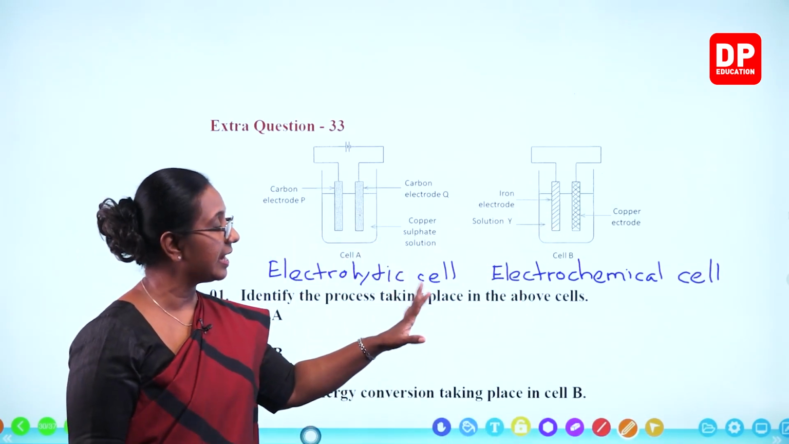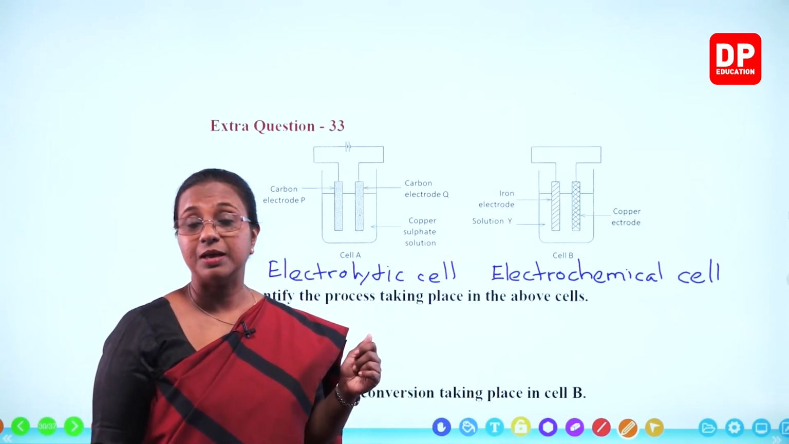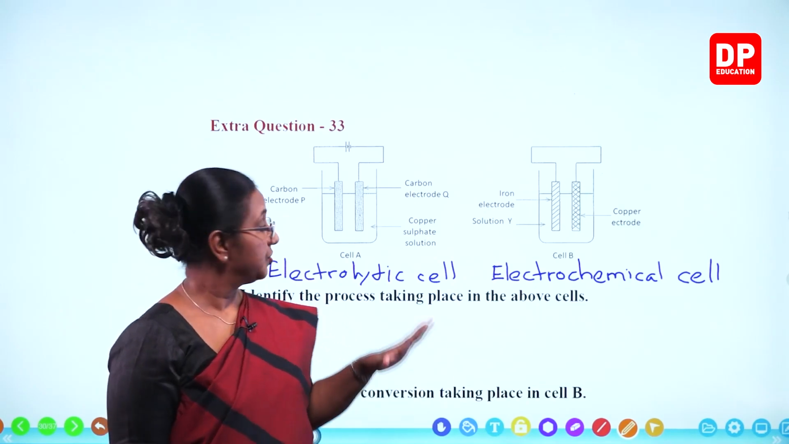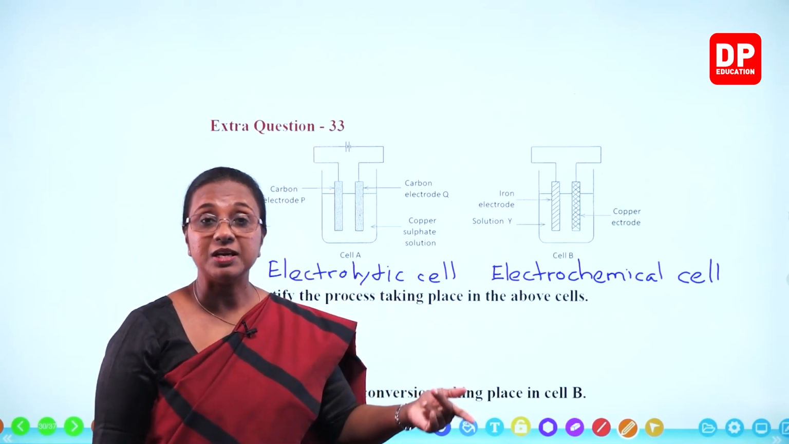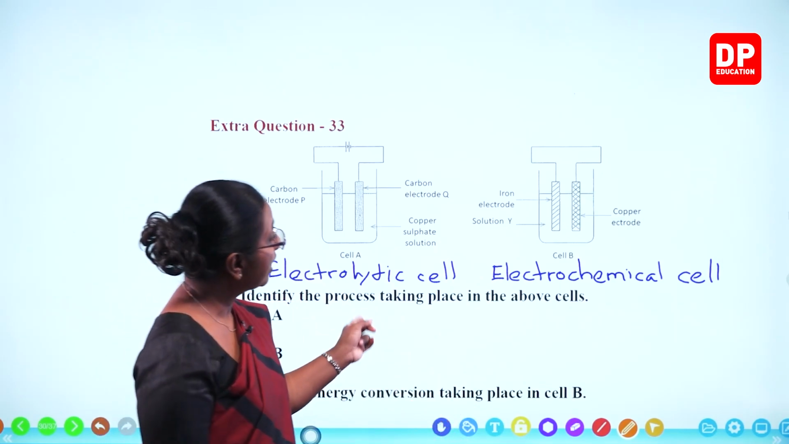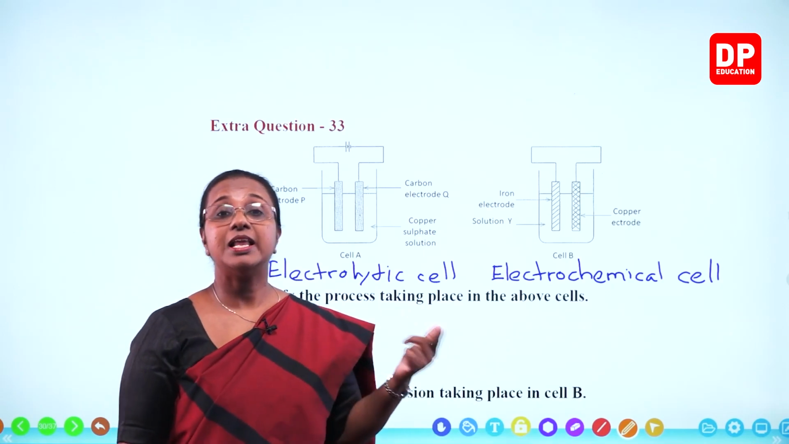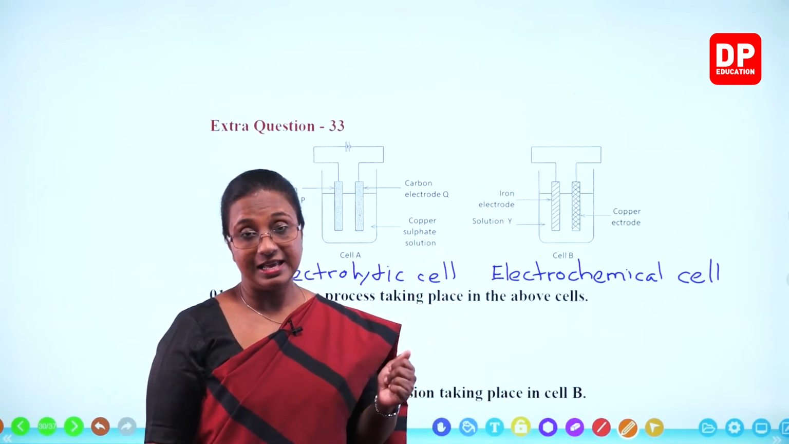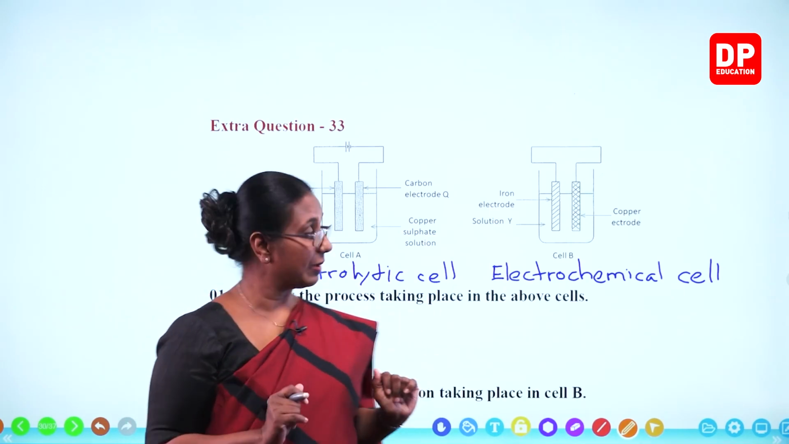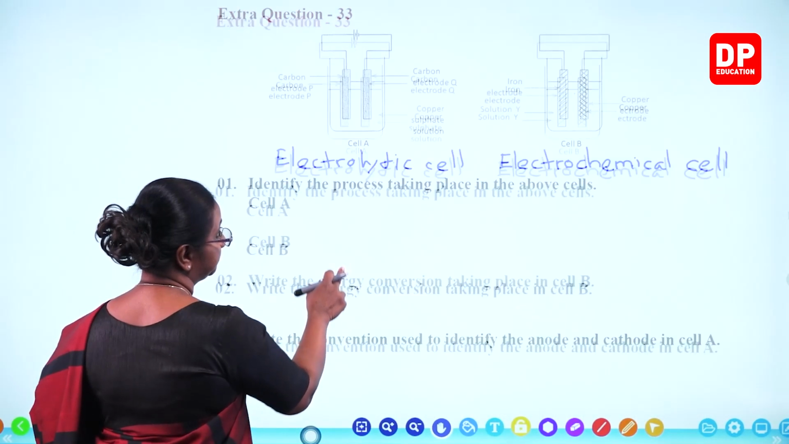So two cells are given to us. Once you look at the cells, you should identify whether it's an electrolytic or electrochemical cell. So in an electrolytic cell, we supply current and a chemical change takes place. Whereas in an electrochemical cell, from a chemical reaction, electricity is generated. So chemical energy to electrical energy. I'm sure you all can remember all that. Then if we look at the questions given.